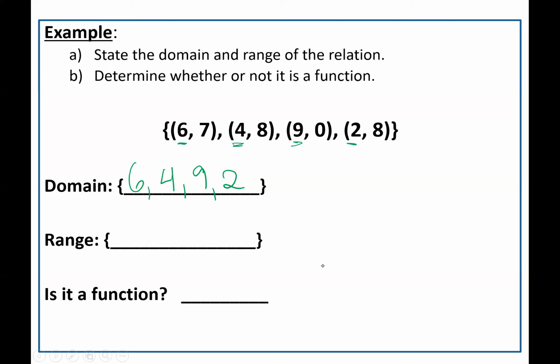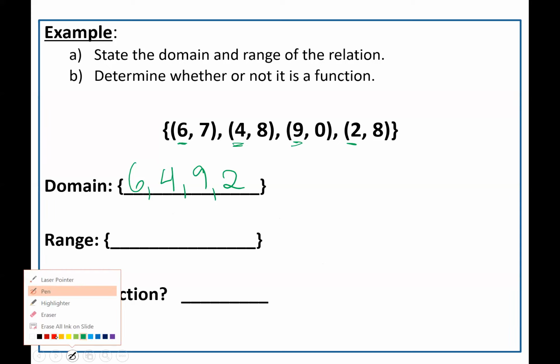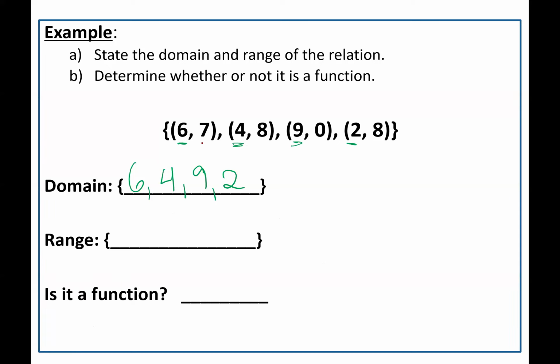Okay, so we were just talking about domain, how domain is all the x coordinates, 6, 4, 9, and 2. Now let's do the range, and let's change our color here. The range is going to be all of our y coordinates. So that's 7, 8, 0, and then here's the number 8 again. I'm not going to repeat it, so I'm just going to write 7, 8, 0.